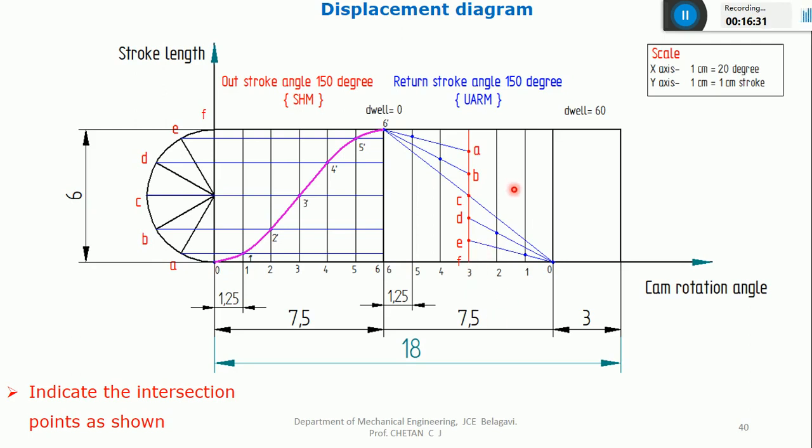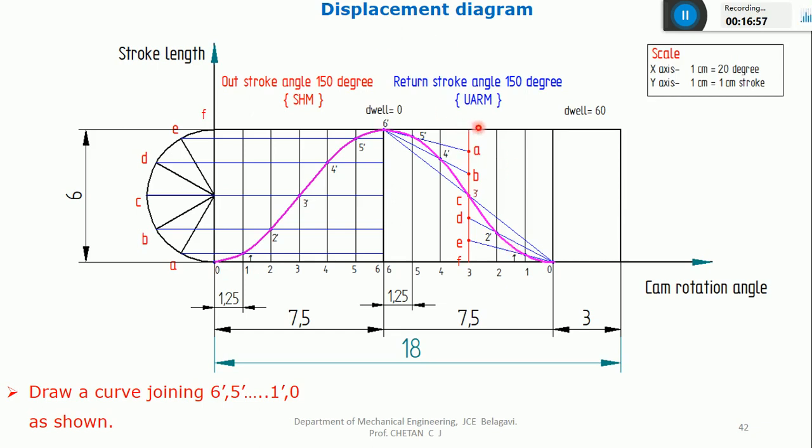And after that, I'll draw the smooth curve with a free hand, and it has to pass through all these points. Before that, I can give the naming as 5 dash, 4 dash, up to 1 dash. And I'll draw the curve. I'll continue this curve. So you can see this pink color curve which is coming down. So this is nothing but the displacement diagram for the return stroke.